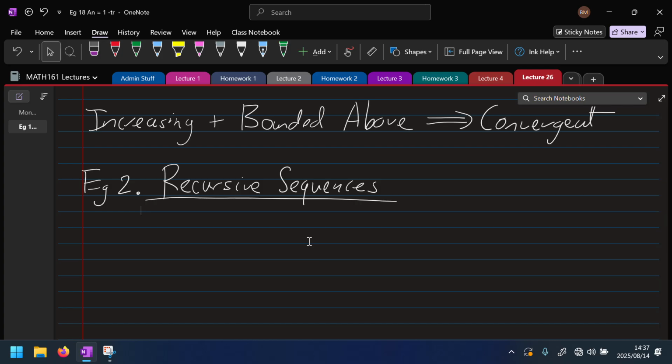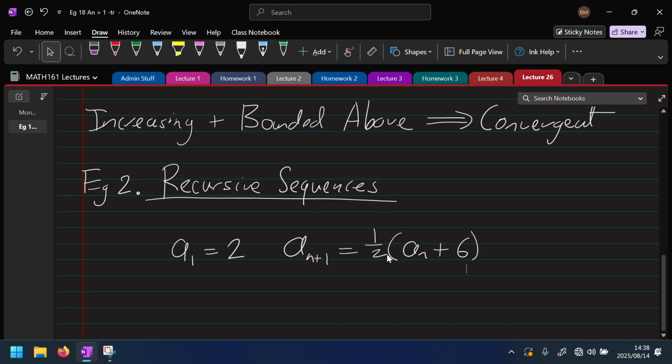Okay, so what is a recursive sequence? A recursive sequence has some starting elements. So for this example, we have a1 is 2, and the next element will depend on the previous element. Here, for this example, we have a(n+1) is equal to 1/2 of a(n) plus 6. So the next element depends on the previous one. That's what we call a recursive sequence. No more of those baby sequences.